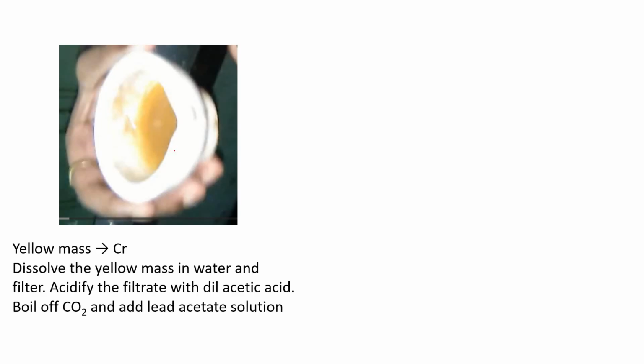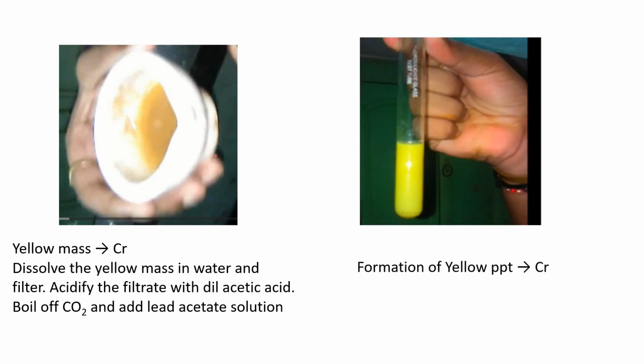Next, if you get a yellow mass, that indicates chromium. So what you have to do is again dissolve this mass in water, filter, acidify the filtrate with acetic acid, boil off the carbon dioxide, and add lead acetate solution. You will get a yellow precipitate. This formation of yellow precipitate indicates chromium.